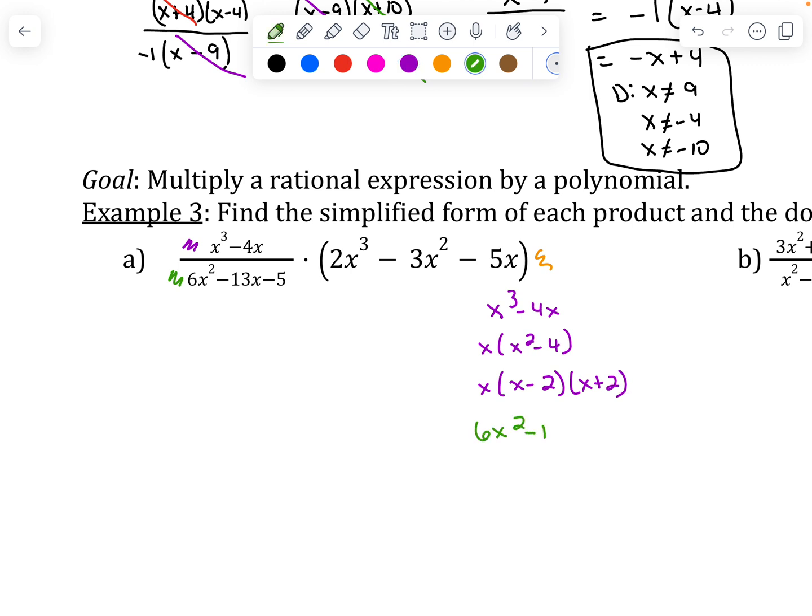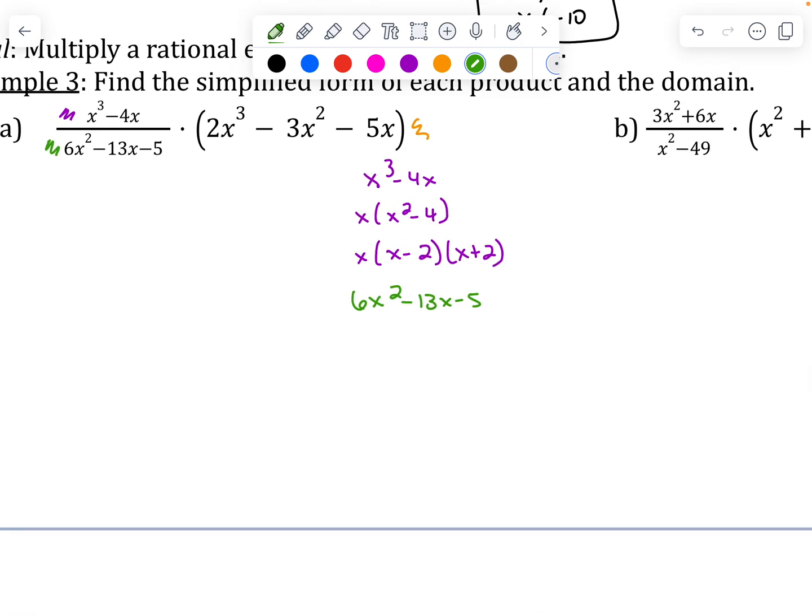6x squared minus 13x minus 5. So as a reminder, how do I AC factor? You're going to take 6 times 5 to get you 30. You need the factors of 30 that are going to get you to 13. Now you might be saying, well, that could be the 2 and the 15 or the 3 and the 10. You're correct. Because it's a minus 5, it's going to be the 2 and the 15.